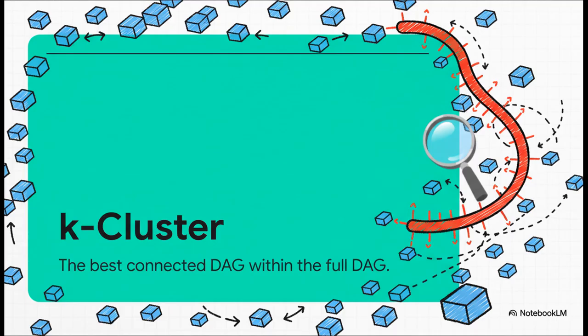So what exactly is a K-cluster? Well, the simplest way to think about it is that it's a method for finding the most well-connected, most agreed-upon blocks in the whole network. Imagine a storm of new blocks appearing every second. The K-cluster is the algorithm that finds the strong, stable backbone running right through the middle of all that noise.